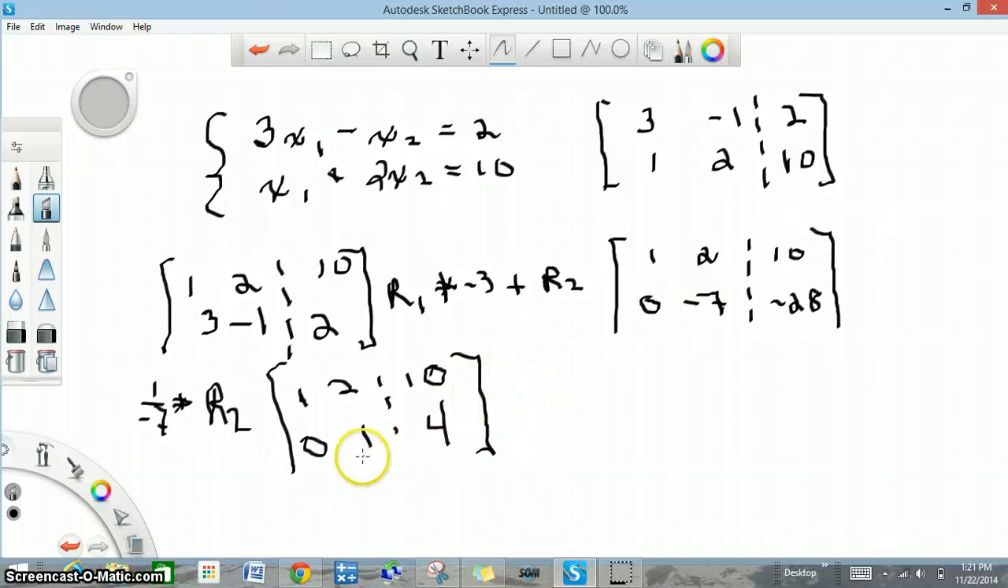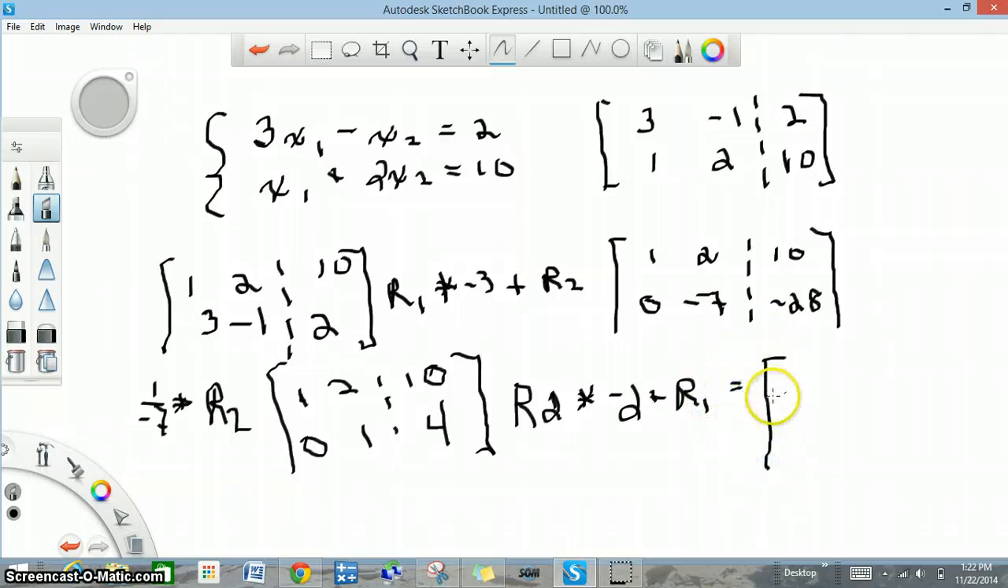Now, I have a pivot in row 2 right here. I also have a pivot in row 1 here, but the 2 has to go. So it looks like if we take row 2 and multiply it by -2 and add it to row 1, we may get out of this thing.